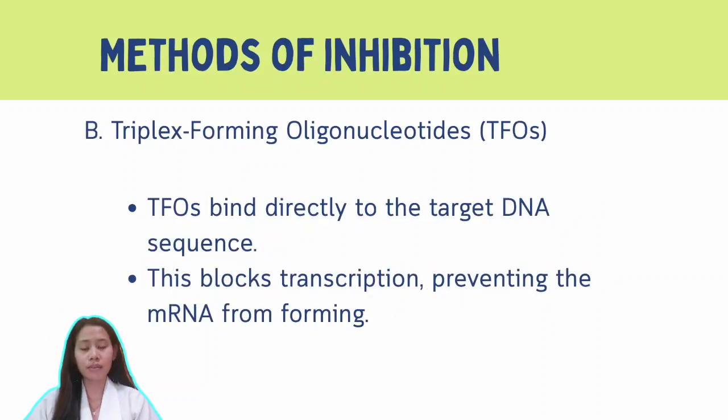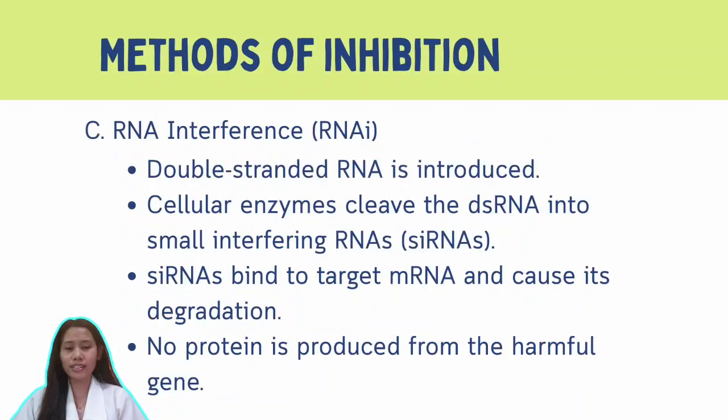The next method in targeted inhibition is the TFOs. TFOs bind directly to DNA. So TFOs stop transcription by attaching to DNA before mRNA is even made. This method is being explored for diseases like beta thalassemia, where the goal is to reduce harmful globin gene expression. Next is the RNA interference.